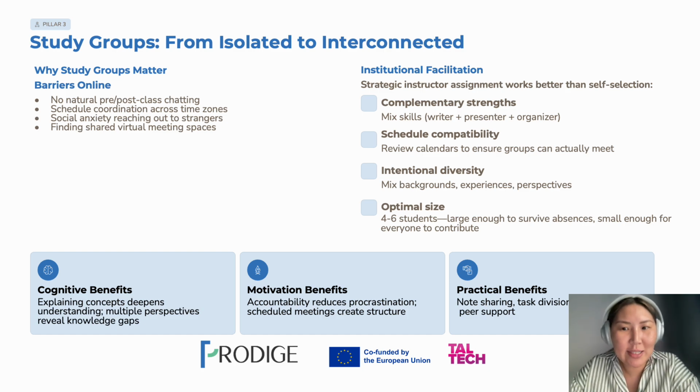So strategic instructor assignment works better than self-selection here in the beginning. So assigning the groups with complementary strengths, maybe mixing a strong writer with a good presenter and an organized person, reviewing the calendars to ensure that the schedules are compatible, creating some intentional diversity, so mixing the backgrounds, experiences, and perspectives, and aiming for 4 to 6 students, that, as we mentioned before, is also large enough to survive the absence and small enough for everyone actually to contribute.